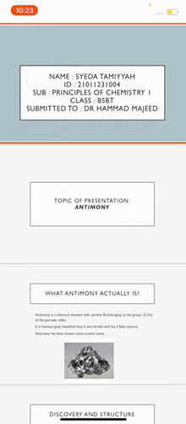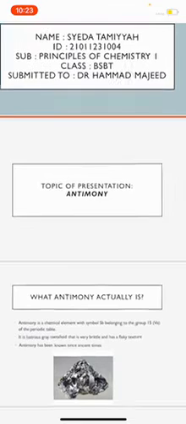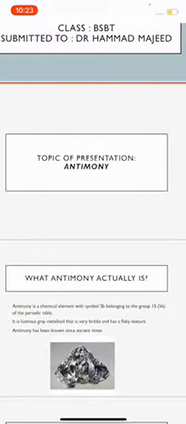So let's discuss what antimony actually is. Antimony is a chemical element with symbol Sb belonging to group 15 of the periodic table. Here is the picture of the antimony. It is a lustrous gray metalloid that is very brittle and has a flaky texture. Antimony has been known since ancient times.